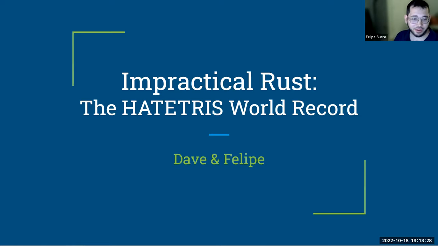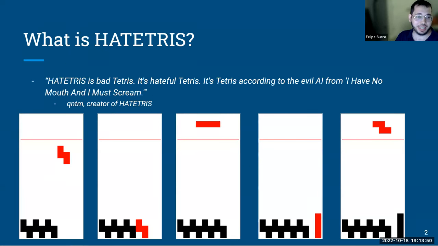Now, as a matter of record keeping, the blog post we wrote was titled Getting the World Record in HATETRIS, and that is not the title of this presentation. This talk is called Impractical Rust, and it is much more about Rust, implementation details, problems we faced. Since we're coming up on Halloween, you can sort of think of this talk as a spooky story for software developers. So let's start talking about what HATETRIS is.